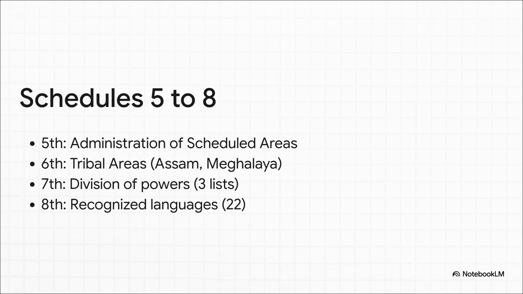Moving to the next block, we have the 5th schedule, Administration of Scheduled Areas and Tribes. 6th schedule, Tribal Areas. Now, pay close attention here. Ensure you explicitly write Assam, Meghalaya, etc. for the 6th schedule because examiners scan specifically for those keywords to differentiate it from the 5th. Then, for the 7th schedule, Division of Powers. But don't just write Division of Powers. You must explicitly list the union, state, and concurrent lists. Finally, the 8th schedule, Recognized Languages, and note in brackets, currently 22. Precision is absolutely key here, students.